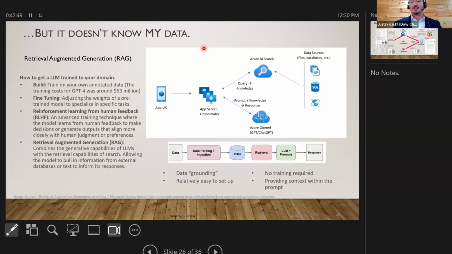But okay, let's address that first point. So it doesn't know my data. How do you work with it then? What's the point of using a large language model if it can't help me with my very particular situation, my very particular data? Well, this is the concept of a RAG.